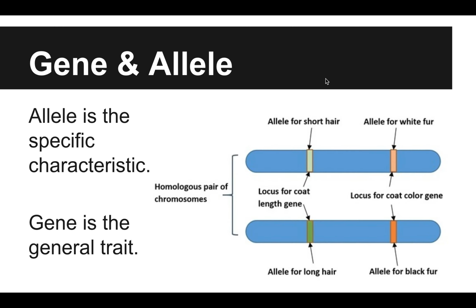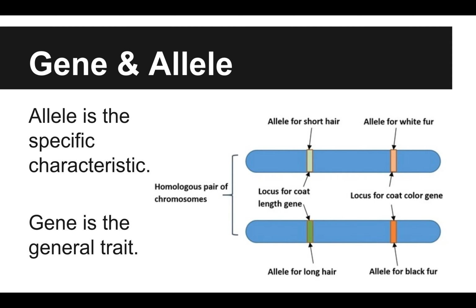So the first 2 words together are gene and allele. I like to think of a gene as the general trait. So here, the gene could be for hair color. The allele is the specific characteristic, so it would be brown or blonde or red or black, or whatever hair color you have. So the gene is the general trait, the allele the specific characteristic.